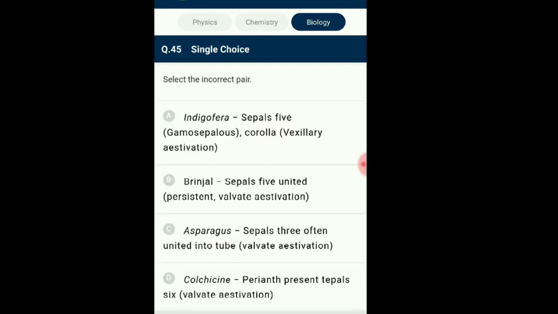Question number 45. Select the incorrect pair. Indigofera is a member of the Fabaceae family which consists of 5 sepals having vexillary aestivation. Brinjal is a member of the Solanaceae family with 5 united petals. Asparagus is a member of the Liliaceae family in which sepals and petals are absent. Instead, tepals are present. Colchicum is a member of the Liliaceae family having perianth. So the answer is option C. Asparagus, sepals 3 often united into a tube, so that is the incorrect pair.